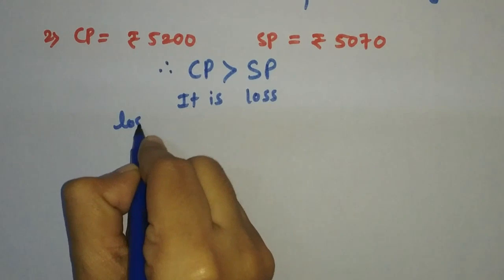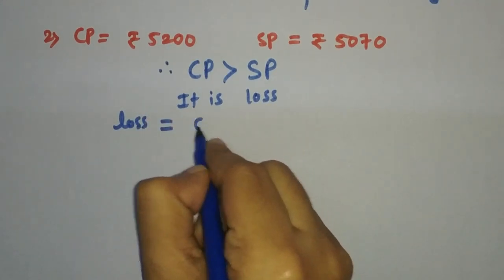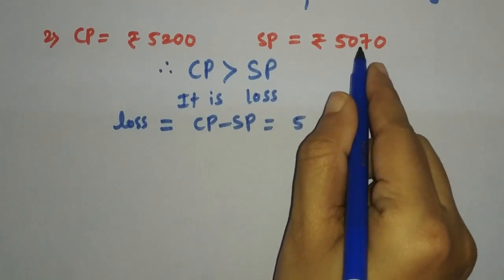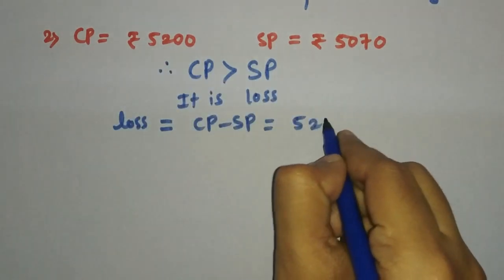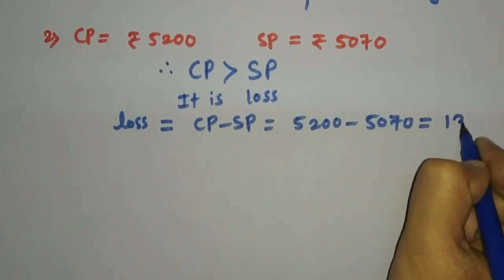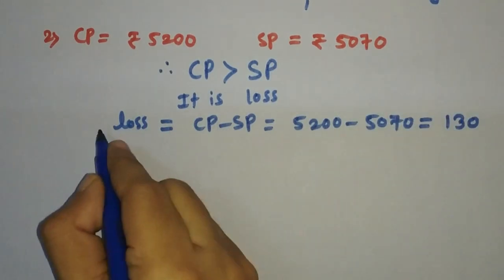So first of all, we can find out the loss. Loss is equal to CP minus SP. So just subtract this 5070 from this 5200, which is nothing but 130. So this 130 is a loss.